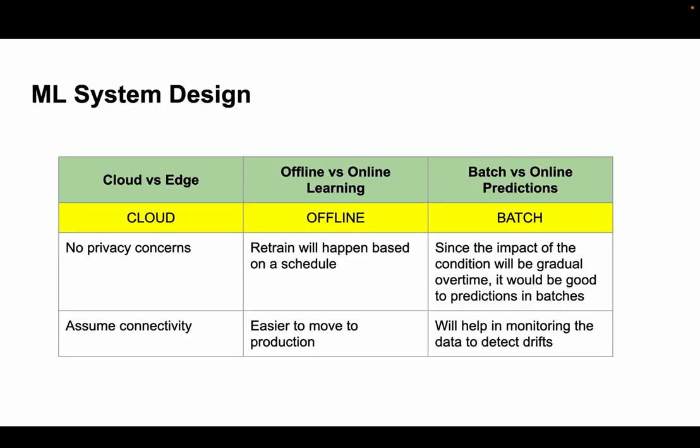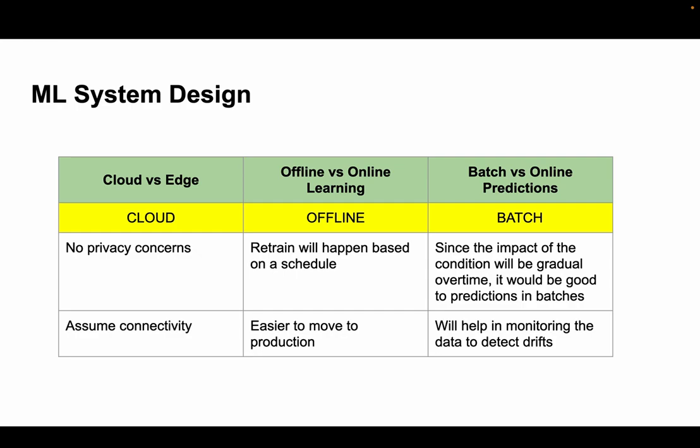Now, on system design, based on the three components that we have gone through in the module: cloud versus edge. We'll be going ahead with cloud because there are no privacy concerns. There's no data containing any kind of PII, so that's okay. And also, internet connectivity is something we anticipate.